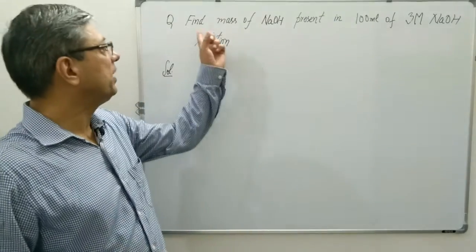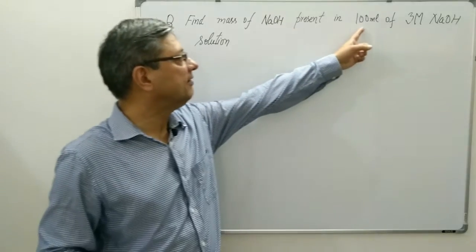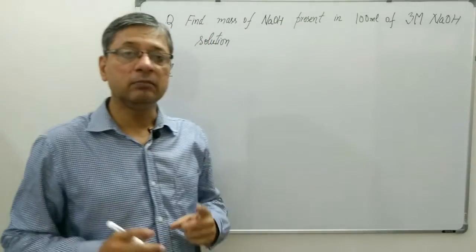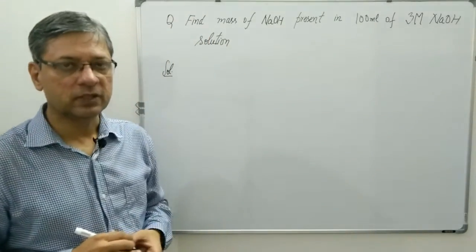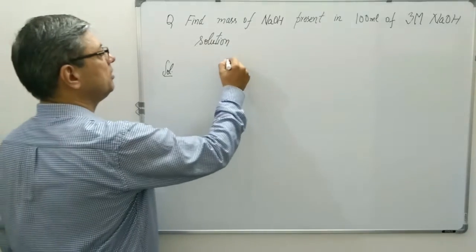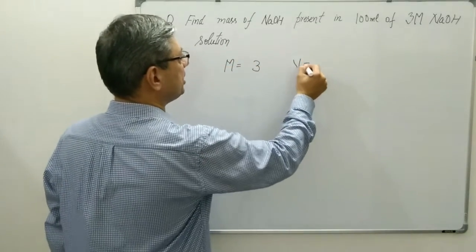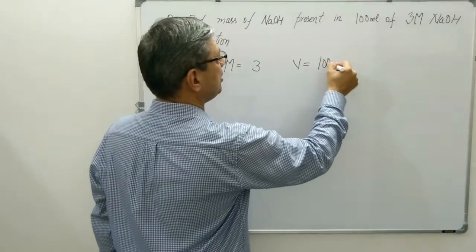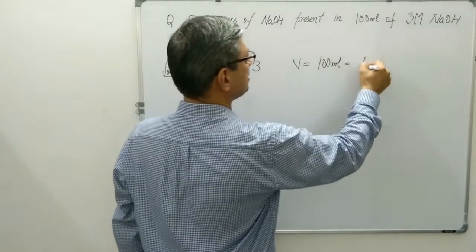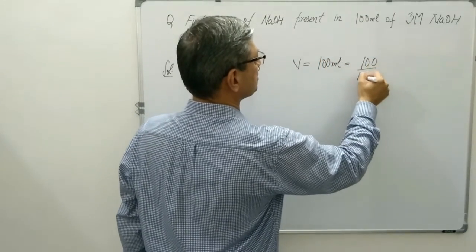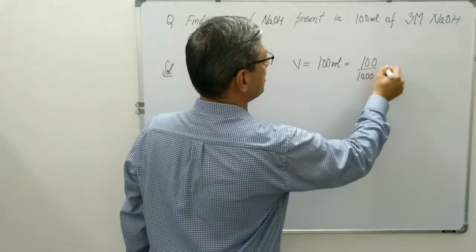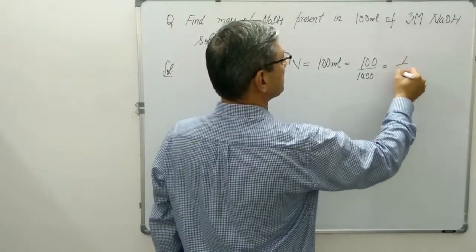Question says, find the mass of NaOH present in 100 ml of 3 molar NaOH solution. Let us first write what is given. Molarity is given, 3. Volume of solution given, 100 ml. Let us convert it into liters, 100 upon 1000, and it will be 1 by 10 liter.